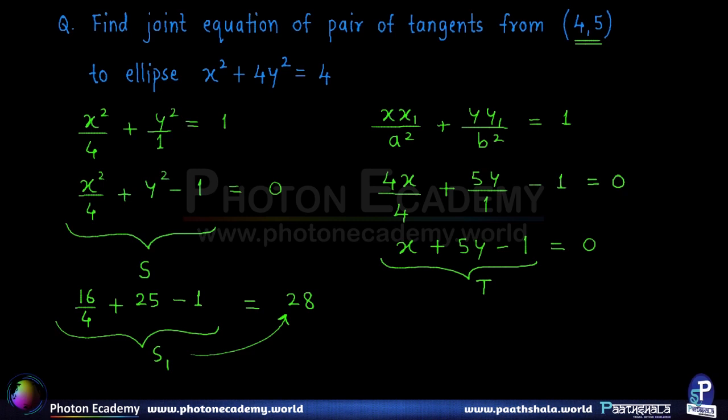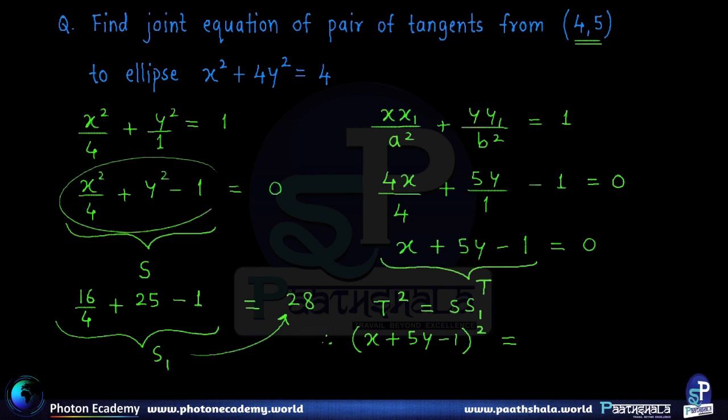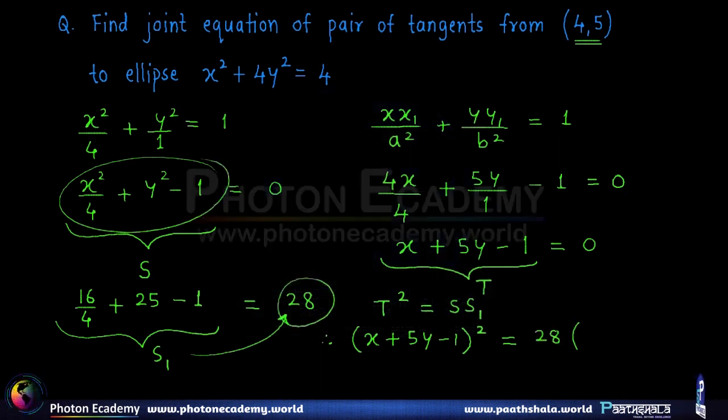Now the joint equation of the pair of tangents is given as T² = S·S1, and hence we get (x + 5y − 1)² = S·S1. S1 is 28, so we can write that first: 28 into (x²/4 + y² − 1), which we can simplify and get the most simplified form, but that's the equation of the pair of tangents.